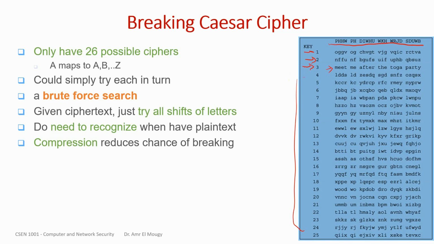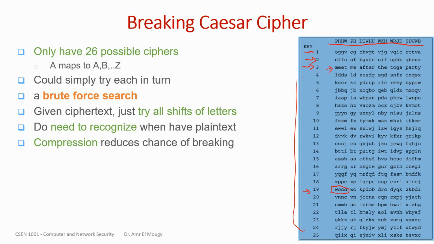You can see that there are some keys that may, by coincidence, produce one correct word. For example, here, key 19 produces the first word "wood." So you might be fooled or tricked into thinking that this is the right key, but if you read the rest of the sentence, it is still gibberish. So you would know that this is not the right key, whereas the key 3 produces every word as a readable word in the English language.